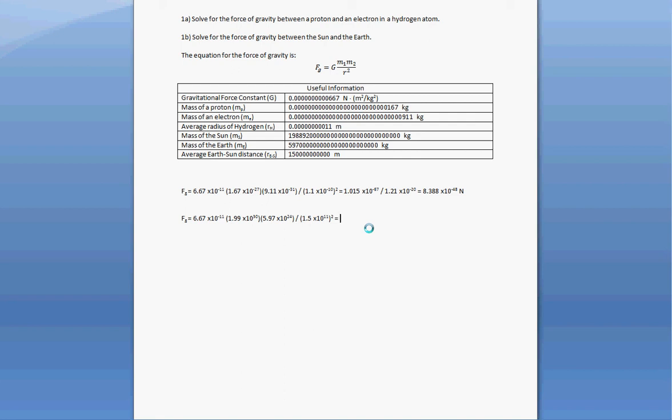So 6.67 E negative 11 times 1.99 E 30 times 5.97 E 24 gives me 7.92 times 10 to the 44th, and that's going to be divided by this. I'm just going to check it really quick. Negative 11 plus 30 plus 24 gave me 43, very close to 44. So 1.5 E 11, I just have a squared button on my calculator, so I'll just hit that. Gives me 2.25 times 10 to the 22nd, and 11 plus 11 is 22, so that's right.